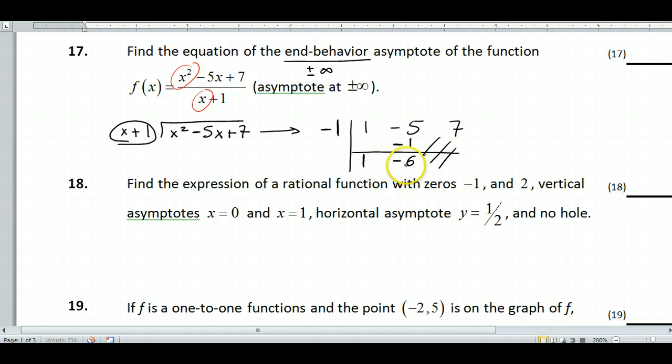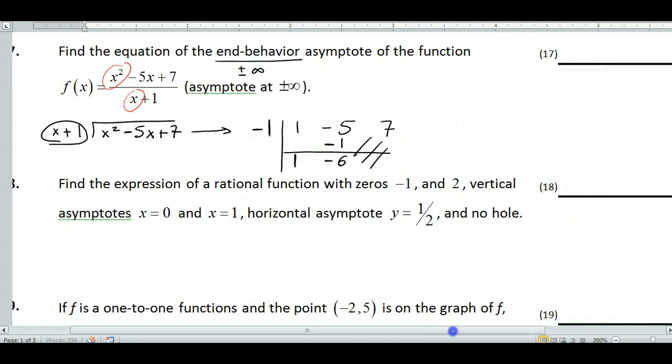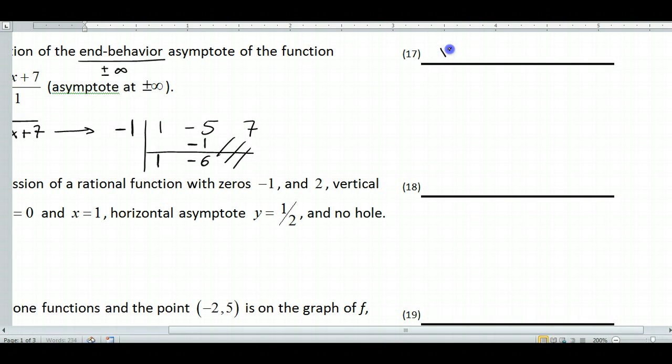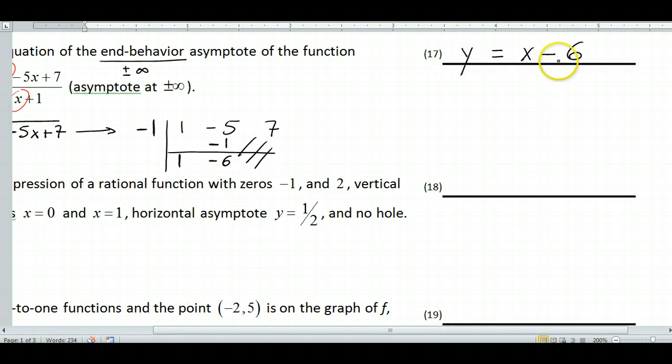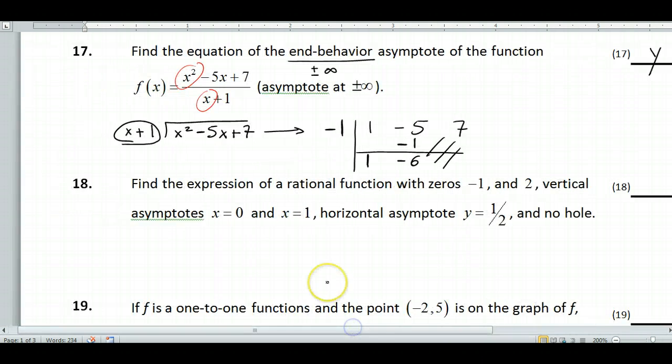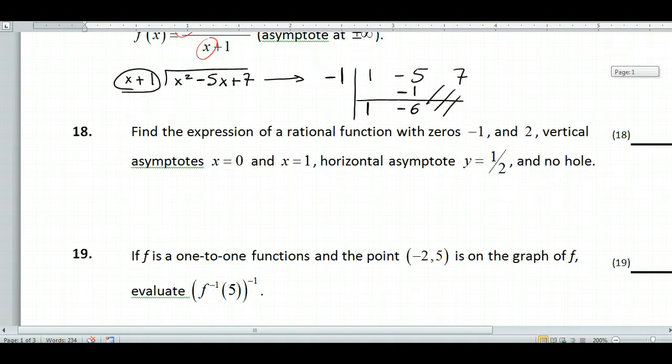Here are the coefficients of my quotient, and so the equation is y equals x minus 6. Okay, and if you graph this function x minus 6, you will see that it's very close to this function when x approaches plus or minus infinity.